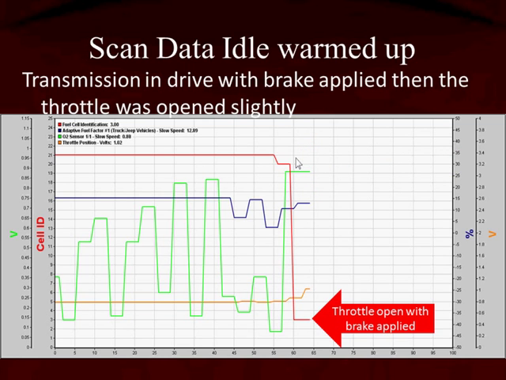And here, the throttle was open when the brake was applied, just like taking off from a stop sign, and we can do the same thing with that fuel cell. So if you don't have them all, like the first one we showed you, graph them so you can see individual fuel cells.